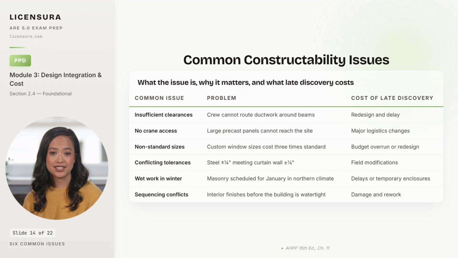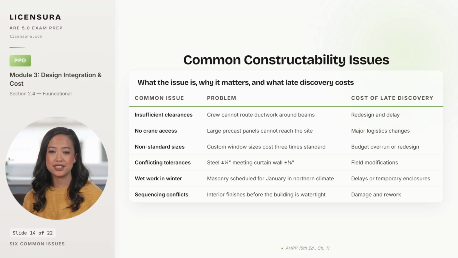No crane access is the second. Large precast panels physically cannot reach the site on an urban or constrained lot, and the fix is logistics gymnastics that costs 6 figures. Non-standard sizes is the third. Custom window sizes cost roughly 3 times standard sizes, and the architect who specified them without justification absorbs the budget overrun or the redesign request.